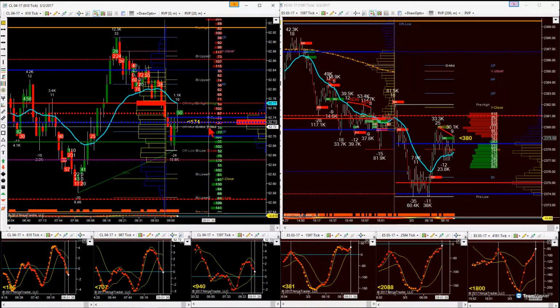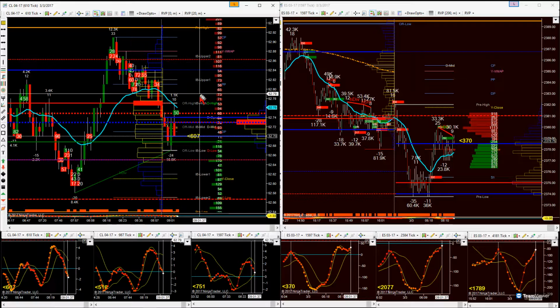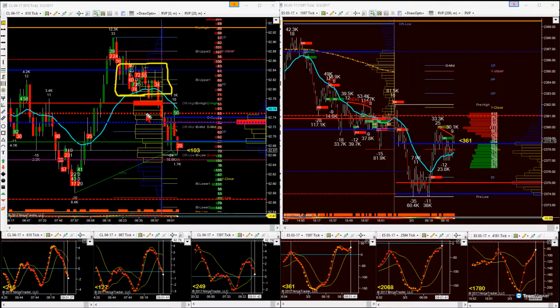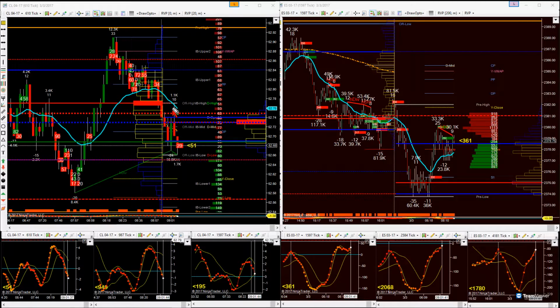Let's open this up a little bit. We do see a little bit of consolidation back here right before we open, so that might be an interesting opportunity to potentially go short into.